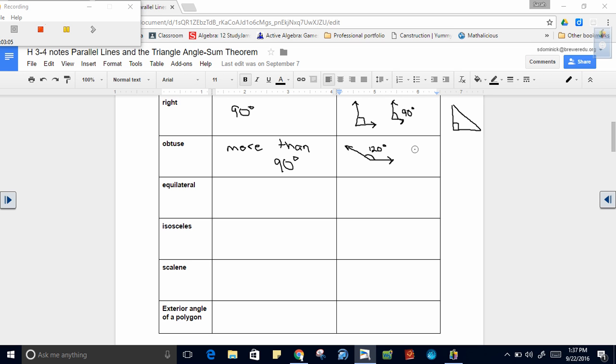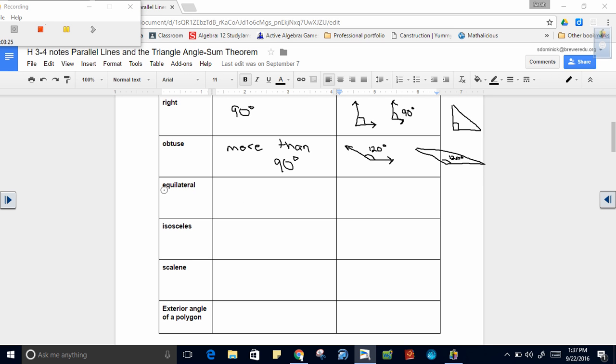An obtuse triangle is the same idea, only it's a triangle instead of just an angle. So here would be my 120. And again, you can only have one angle measuring 120. Excuse me, more than 90.